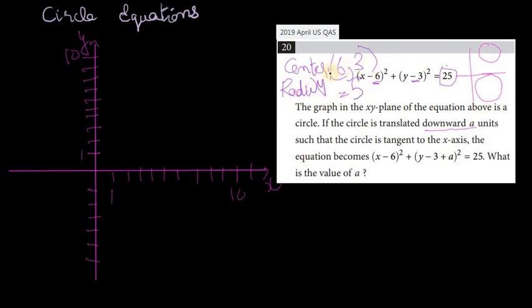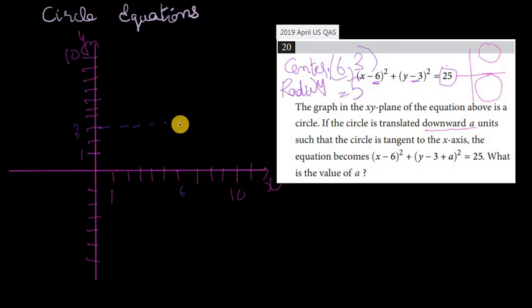So let's first locate the center on our axis. It's going to be 1, 2, 3, 4, 5. This is 6. Okay, so this is 6, and then where is 3? 1, 2, 3. This is 3. So (6, 3) is here. Now to complete our circle, we just need to go 5 units to the right, 5 units to the left, 5 units to the top and bottom of this center. Let me show you how.